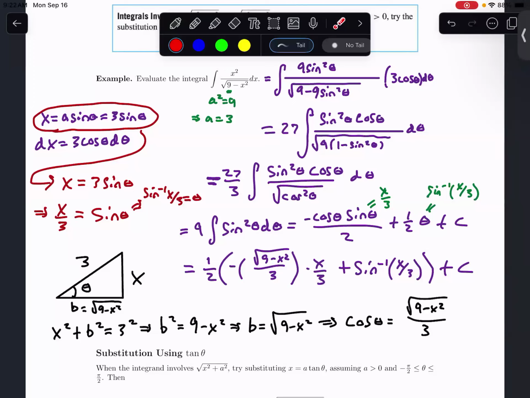Oh, I forgot about it. So it should be 9 over 2. I pulled out this. So we had like 1/2 here. I pulled both of these 1/2s out into here. Is that what you're talking about, or am I missing something else? Okay. Any questions about this example?